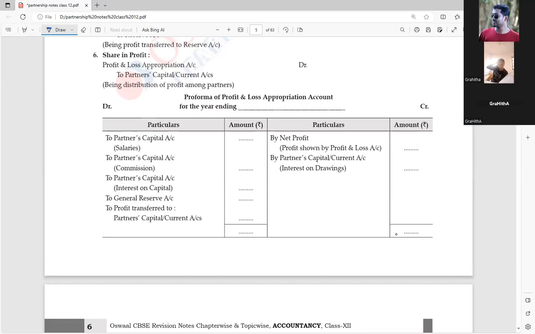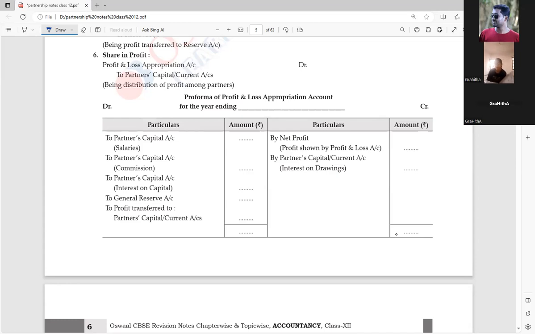Because all of these accounts actually go to partners capital. We have seen in partners capital, if you remember, on the credit side, what are the things you have after balance brought down? You have salary, commission, partners bonus, remember? That's why all are written as partners capital here, because they will go to partners capital, nothing more than that. I hope you understood up to this.